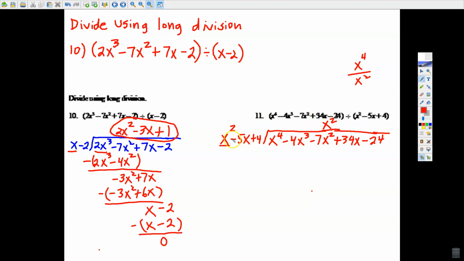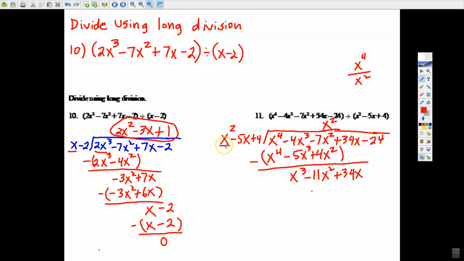And now I'm going to distribute. X squared times x squared is x to the fourth. X squared times negative 5x is negative 5x cubed. And x squared times 4 is 4x squared. Then I subtract, and the x to the fourths cancel. Negative 4 plus 5. Remember, this is minus negative, so it's really addition. Negative 4 plus 5 is 1x cubed. Negative 7 minus 4 is negative 11x squared. And then bring down the next term.